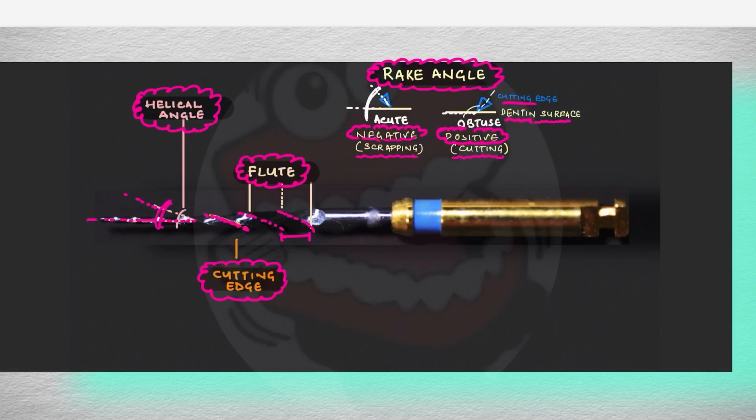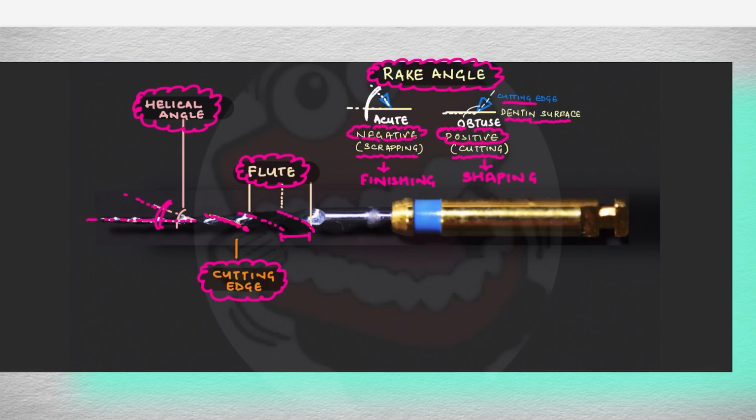Okay, now for example, you can consider a finishing file. A finishing file can be considered to have a negative rake angle, while a shaping file, which leads to the cutting, can be referred to as the file having a positive rake angle.